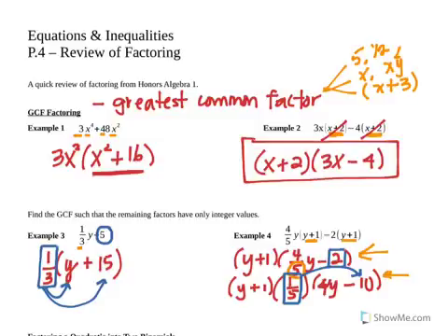Then I'm looking at this guy again, and I'm noticing that 4y and 10 both have 2 in common. So I can also pull out that 2. So this 1/5 is going to become a 2/5. And then 4y minus 10 will become 2y minus 5. And now I'm finished with example 4.